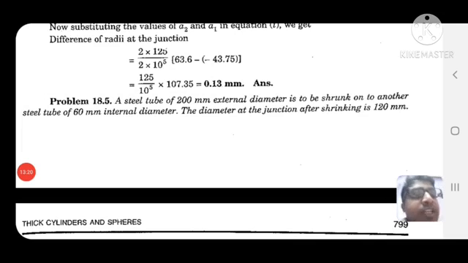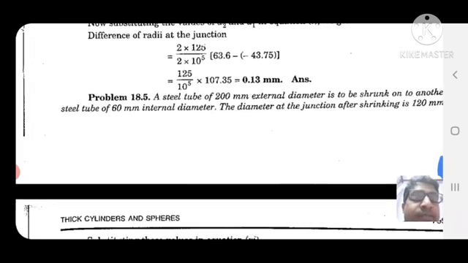Now another problem. A steel tube of 200 millimeter external diameter is to be shrunk onto another steel tube of 60 millimeter internal diameter. The diameter at the junction after shrinking is 120 millimeter.